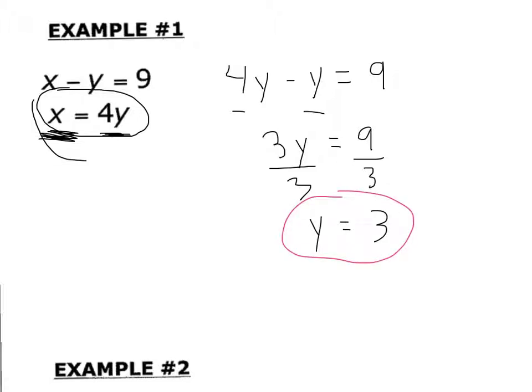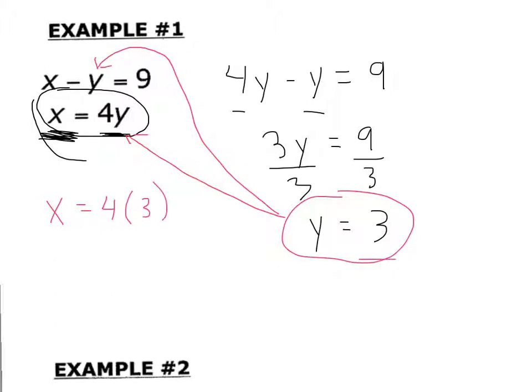Okay? So now your third step is to take the solution you found and plug it back in to either one of these y's. Okay, it's really up to you. But I find the bottom equation to be a little easier, so I'm going to plug that in. x equals 4 times 3, and that's our y that we found over here. And then x would equal 12.